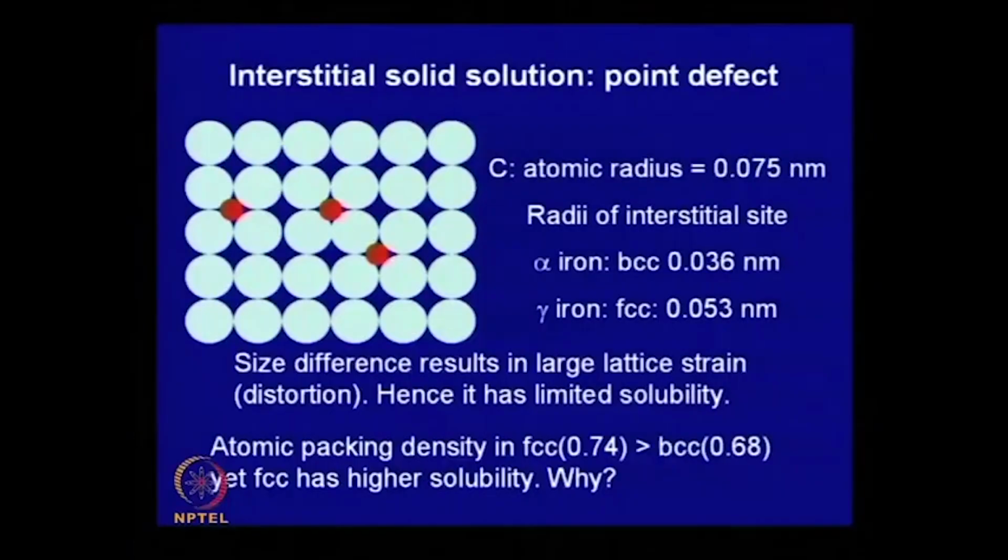Therefore, the solubility of carbon in alpha iron is very limited, and as we go along we will find that gamma iron, which is a high temperature phase, can dissolve, depending on temperature, up to around 2% carbon, whereas solubility of carbon in alpha iron is 0.02%. So, substantially, several orders of magnitude lower.